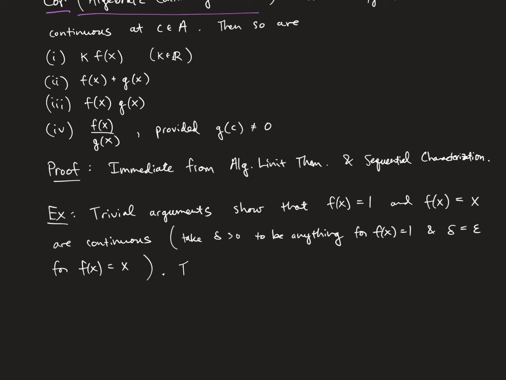So thus any polynomial p of x equal to an x to the n plus ... plus a1x plus a0 is continuous on all of R. When I say continuous, I just mean continuous everywhere. So any polynomial is continuous on all of R.